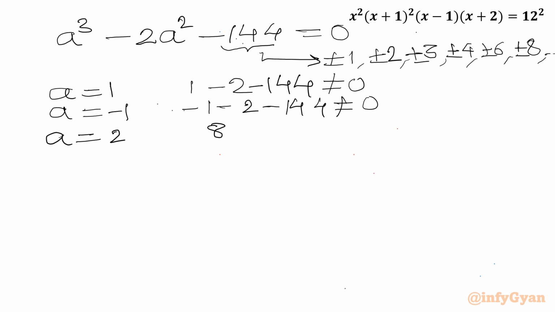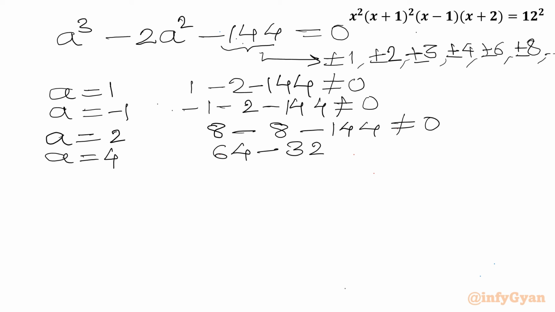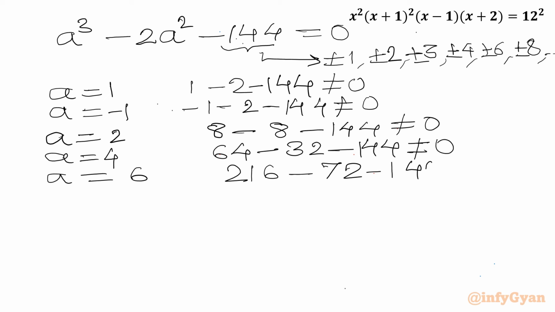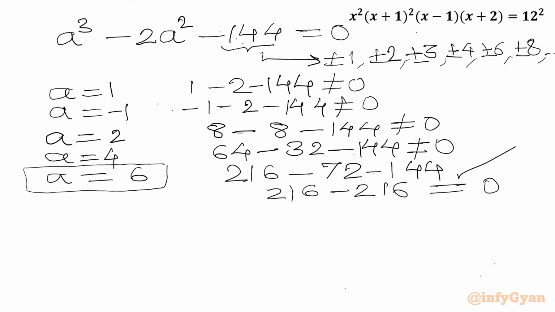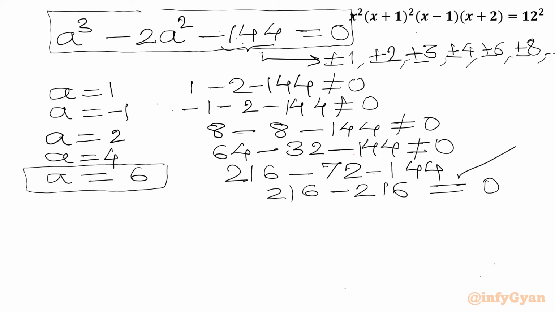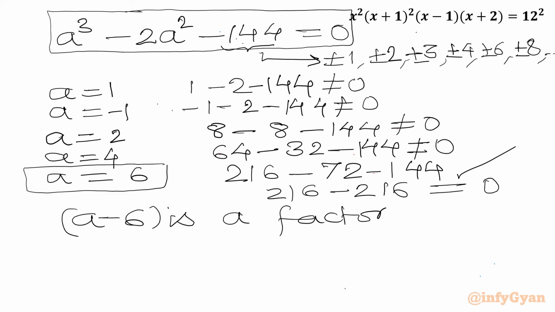A equal to 2. So 8 minus 144. Again it is not. A equal to 4. 4 cube is 64 minus 4 square is 16 times 2, 32, minus 144. Again it is not. A equal to 6. 6 cube is 216. 2 times 36, negative 72, minus 144. So this will give us 216 minus 216, which is equal to 0. So we can say a equal to 6 is one solution of this cubic equation, or I can say a minus 6 is a factor of cubic equation.